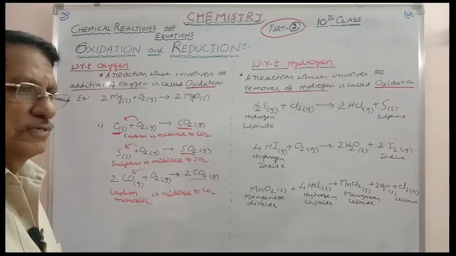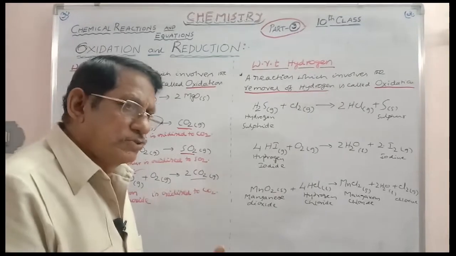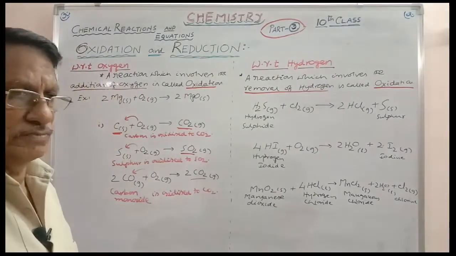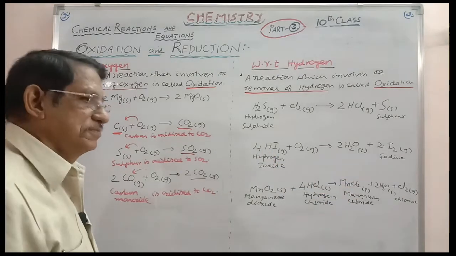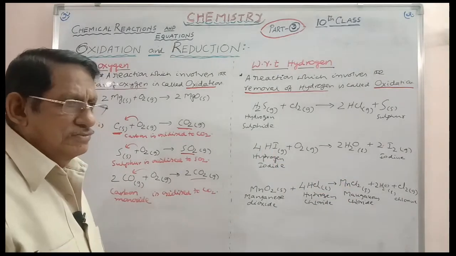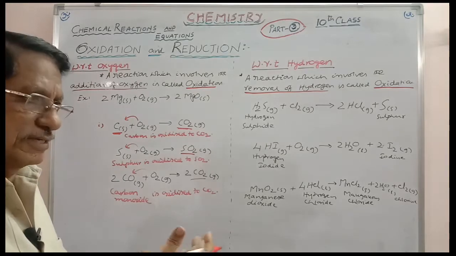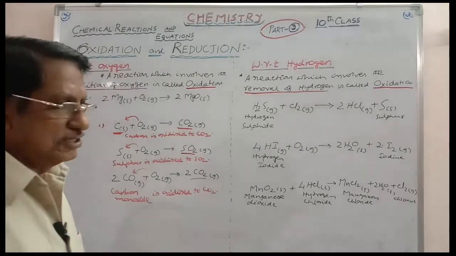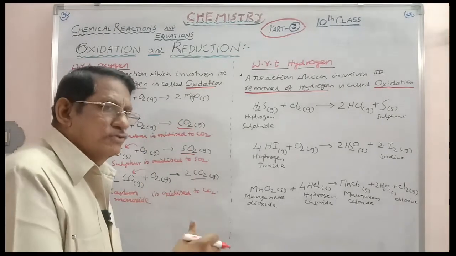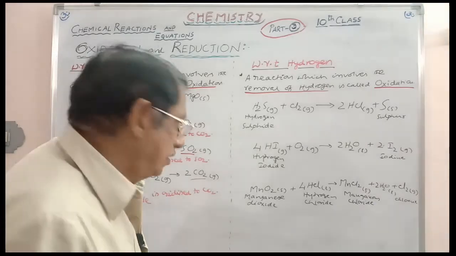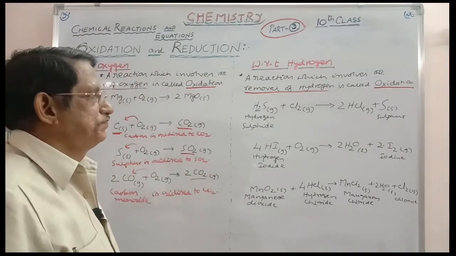Aluminum plus oxygen, aluminum oxide. Similarly sodium plus oxygen, sodium oxide. Potassium plus oxygen, potassium oxide. Barium plus oxygen, barium oxide. See, many metals when burnt in air will be converted into corresponding oxides. Addition of oxygen is always there. H2 plus O2 gives H2O, and there H2 is oxidized to H2O.